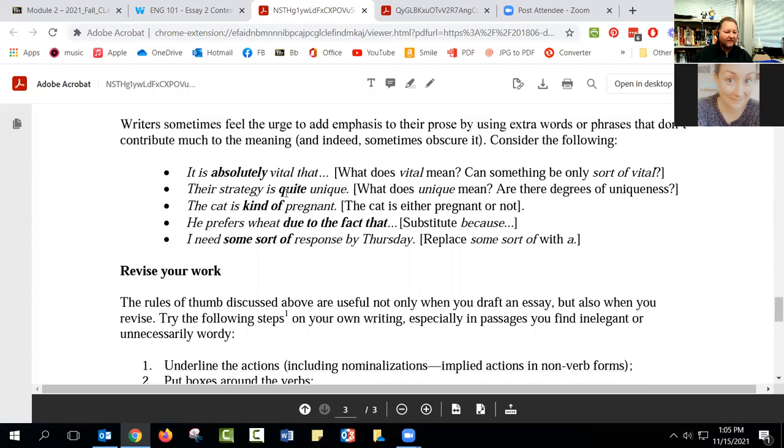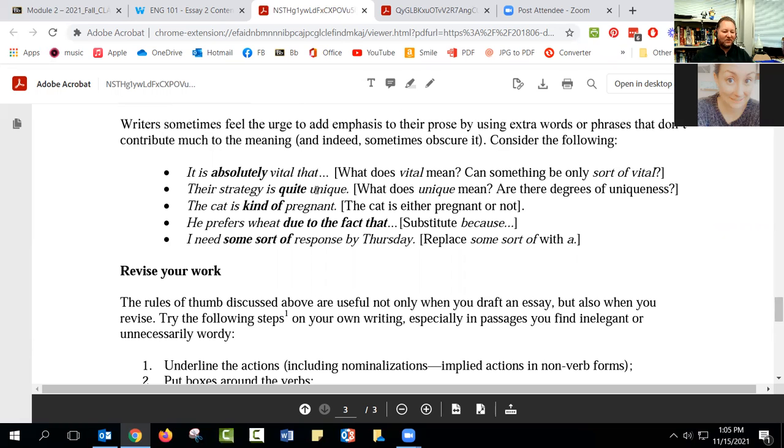These ones too, just getting rid of words that sound important that really aren't. And again, we usually write this way because we're trying to sound better, and we're usually not. It is absolutely vital that something. Well, something is either vital or it's not vital. There's really no such thing as absolutely vital, unless vital doesn't mean what vital means, right? So absolutely is just unnecessary. Their strategy is quite unique. Quite unique? How unique?